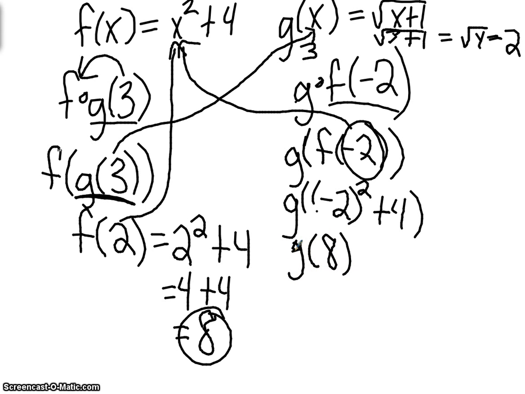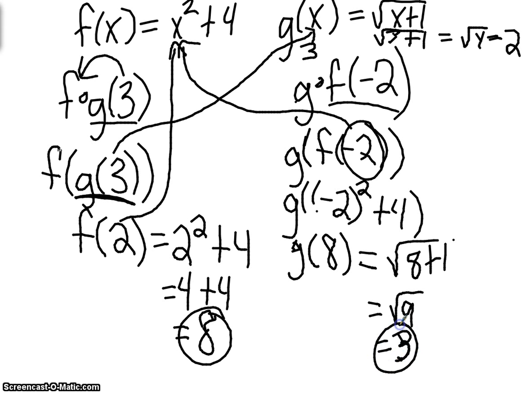Now the g equation is the square root of x plus 1. So what I'm going to do is go ahead and plug in my 8 for x, and I get the square root of 9, which is equal to 3. And I'm finished with that example.